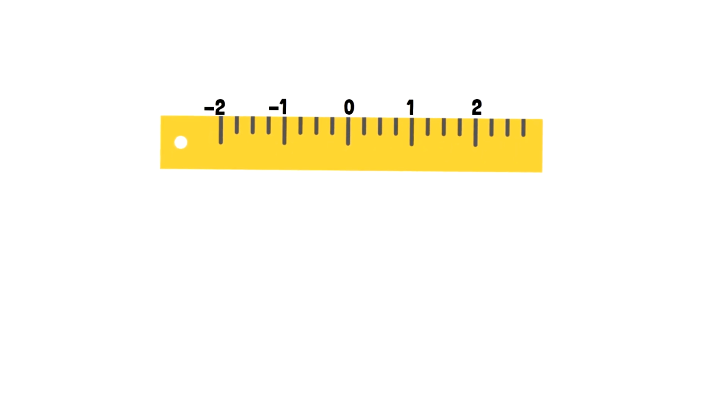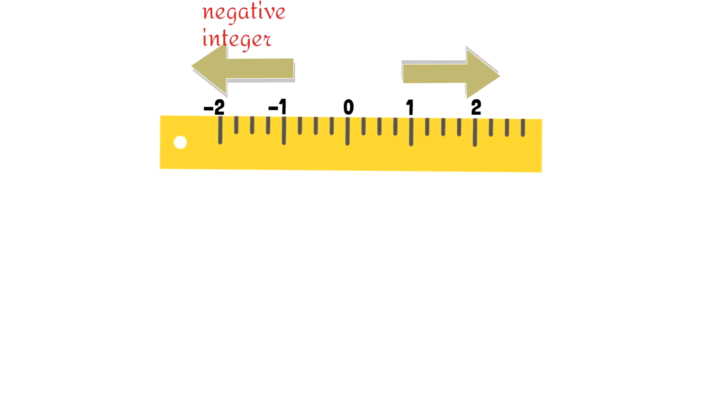Now let's understand the term integer with the help of a ruler. Divide the ruler according to the side, left side and the right side. Left side has negative integers, the right side has positive integers, and in the middle it's 0. So these all are the integers.